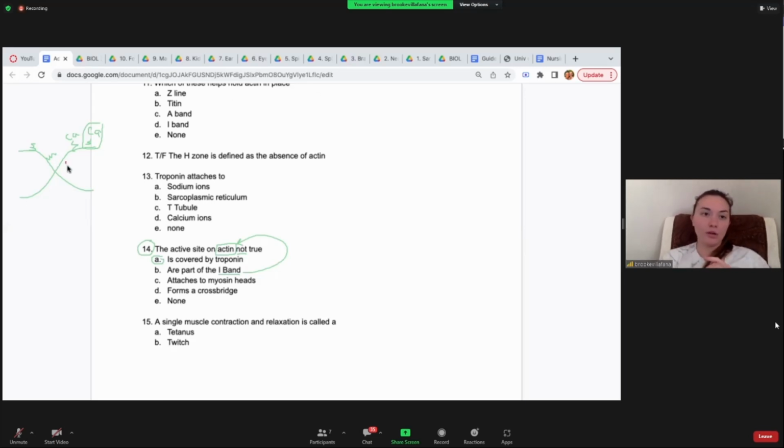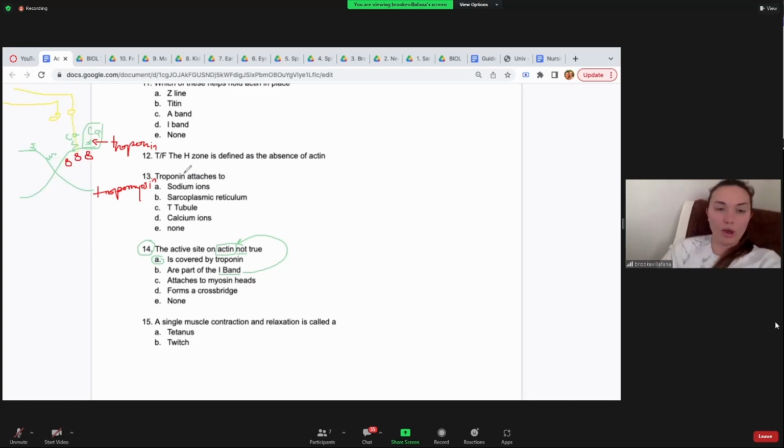So if we draw our little actin with its active site, these would be little balls of actin with their active sites, and they are covered by tropomyosin, not troponin. These little squiggly guys, those are the troponin. Does that make sense? Troponin attaches to calcium. Tropomyosin covers actin. And then we know that our little myosin heads wait up here to form a cross bridge, which is contraction, with that active site on actin when we bend it away.